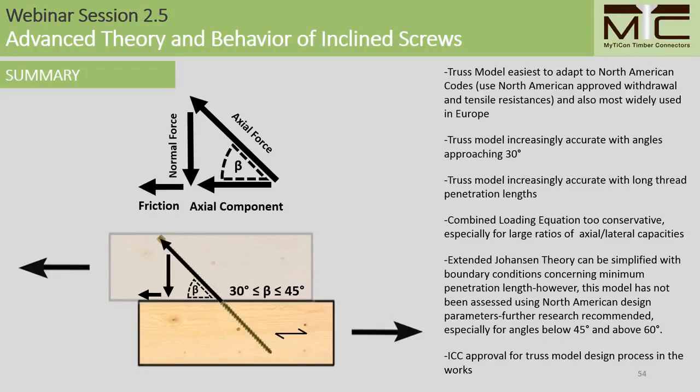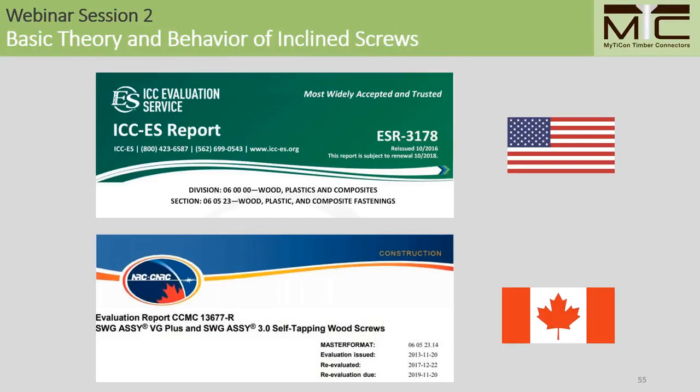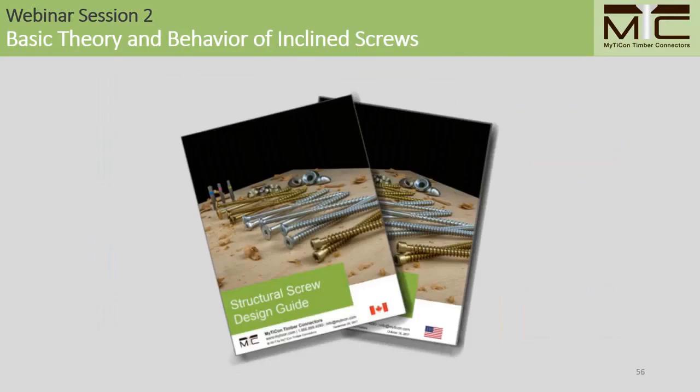So one other thing I'd like to mention is that for designers interested in designing with inclined screw connections, we are currently working on our design procedures being included in the next revision for ICC product approvals, which we hope to have completed sometime soon. For North American design values, you'll find these in our product approval reports, or you can also look in our structural screw design guide, which is available online.